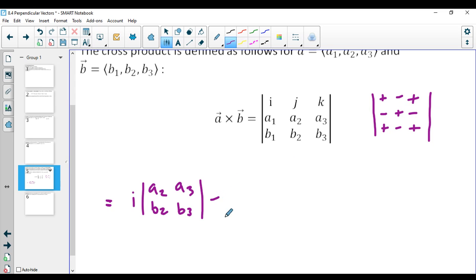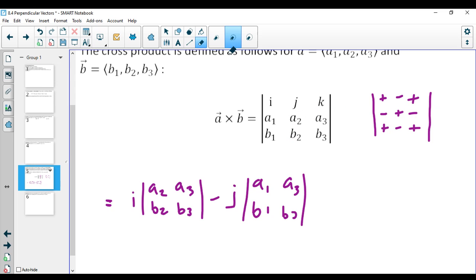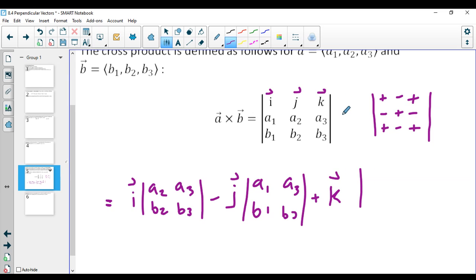So what this is saying is we have to do minus J times, and then if I'm at J, I'm crossing out the row and column J is in. And then what's left is A1, B1, A3, B3. And then we have a plus sign again. And we can move over to K. So plus K, right? And these really should all be vectors, actually. K times, so these probably should all be vectors as well. And then when I take out the column and row that K involves, we have A1, A2, B1, B2.